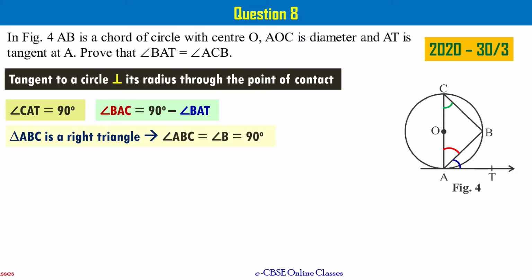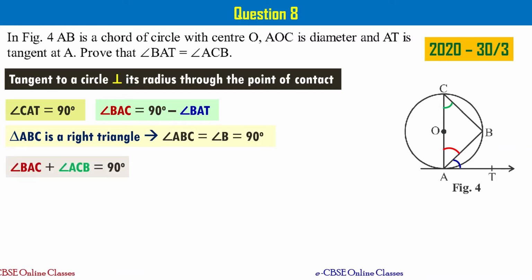And from the figure, you can see that triangle ABC is a right triangle. It means angle B is equal to 90 degrees, right? And we know that the sum of the angles in a given triangle is 180 degrees. It means the sum of the other two angles is going to be equal to 90 degrees. Let's write that.